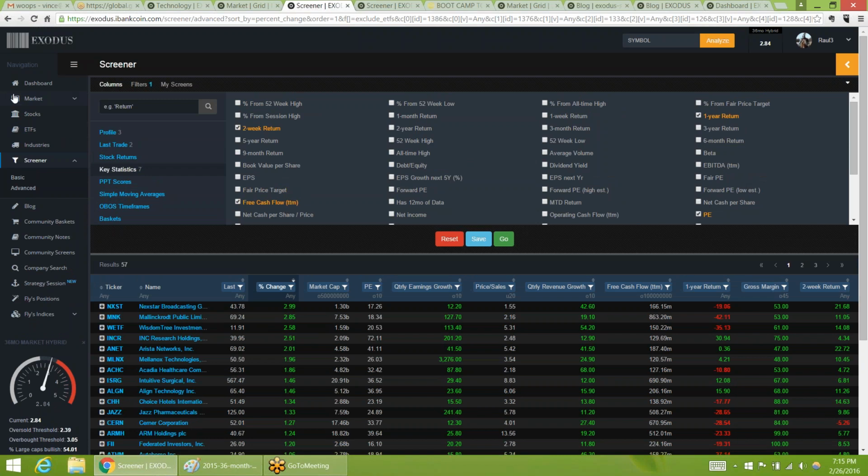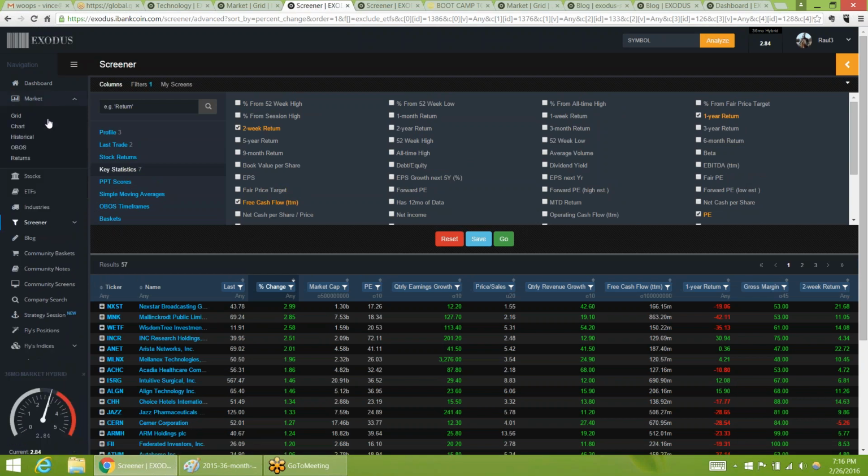The other way, and if you just want to take the algo signals that are built into the software, those are the macro algo signals that are built into this market tab. So this is, let me go to the historical tab here.